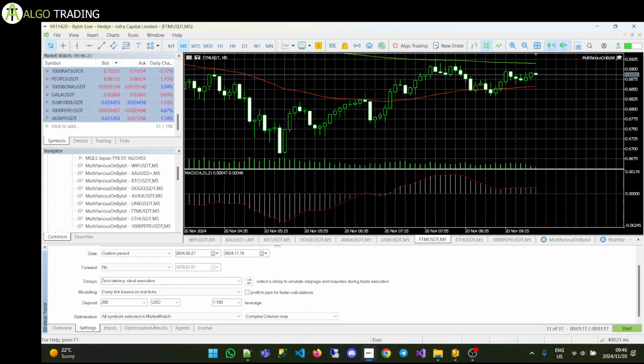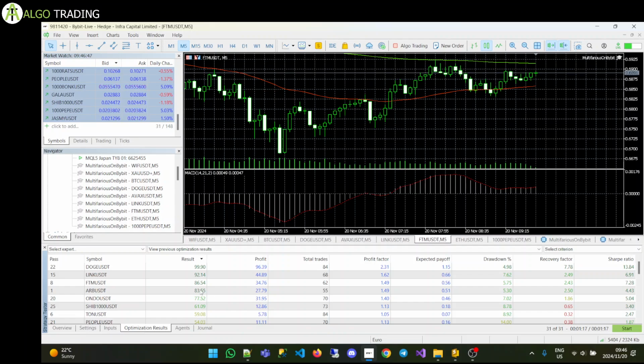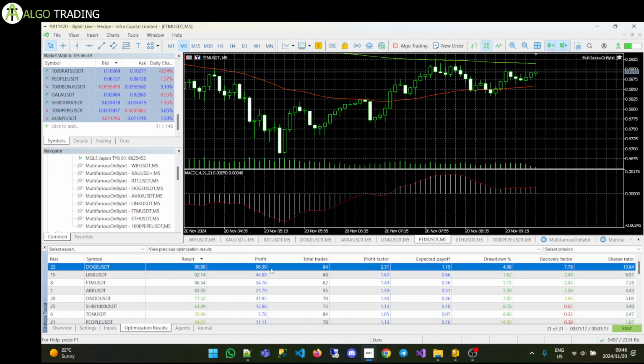I'm not going to run the test now, so what you would do is once you've set that up, and the optimization I use is this complex criterion max. So basically that works out a result for you based on your drawdown, the amount of trades, and your profits. So it works out sort of like a score. So you'll click start and you'll run. Then after you get to optimization results, you'll see that the Doge is still the best because it actually is configured to Doge.